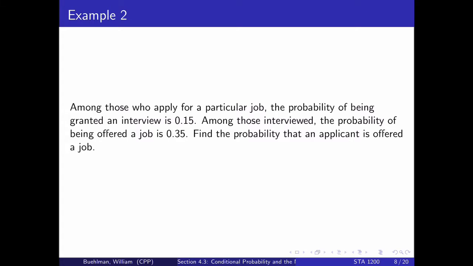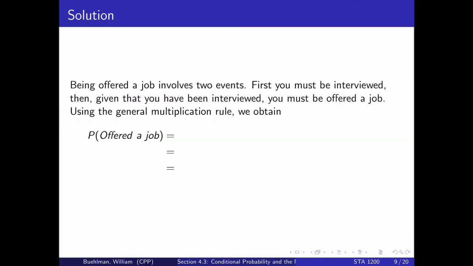Example 2. Among those who apply for a particular job, the probability of being granted an interview is 0.15. Among those interviewed, the probability of being offered the job is 0.35. Find the probability that an applicant is offered a job. We know that being offered a job involves two events. First, you need to be interviewed. Then after you've been interviewed, you have to be offered a job. So we can use the general multiplication rule.